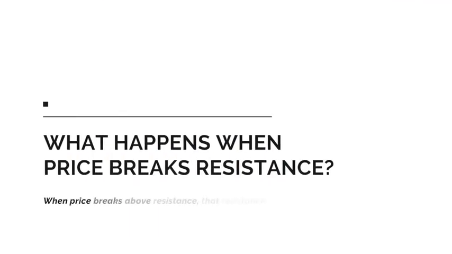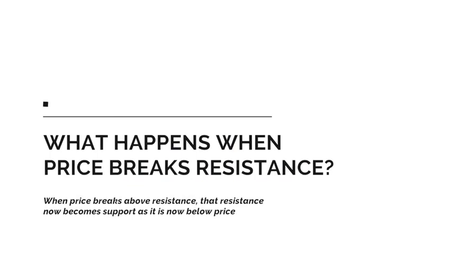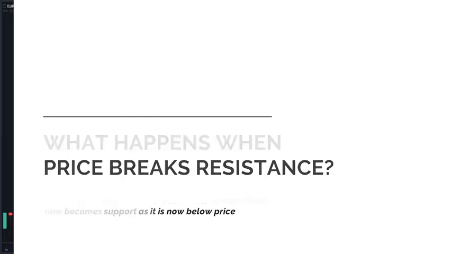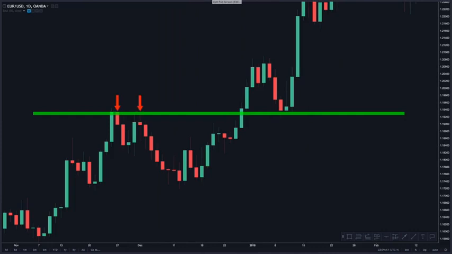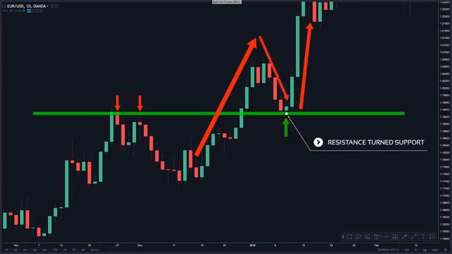So what happens when price breaks above resistance? When price breaks above resistance, that resistance now becomes support, as it is now below price. As you can see from these 2 rejections, this is resistance. Price then breaks through, that resistance now becomes support, and price retests this new support before continuing the uptrend.